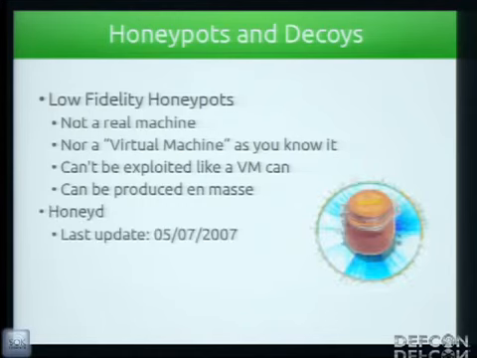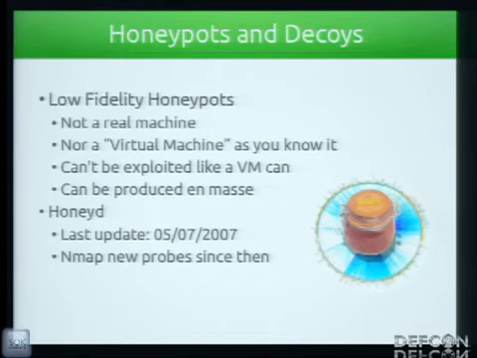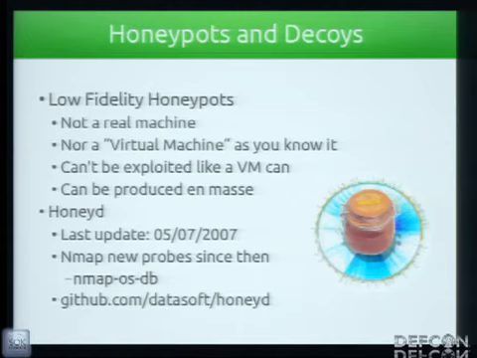One of the problems with HoneyD, however, if you're familiar with it, is that it hasn't gotten an update since like 2007. And that's rather a problem because since then, Nmap has put in new operating system probes, and so it completely fails at giving the right operating system. So one of the things we had to do was update that. If you go to our repository at github.com/datasoft/HoneyD, you'll find an updated version of HoneyD that actually responds properly to the new Nmap operating system probes. So it'll work with the new versions of Nmap.